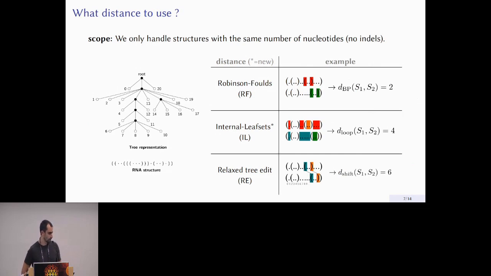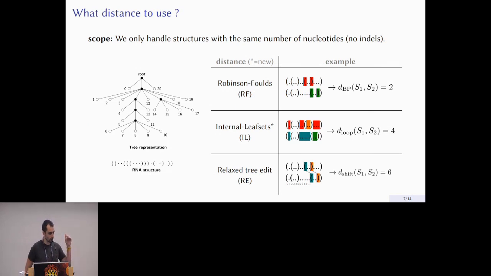To give you some intuition, the first distance, the Robinson-Foulds distance, compares the sets of base pairs. So you see here that to go from one structure to the next, you need to remove the red base pair and add the green one. The internal leaf set distance compares the loops, so the regions in between the base pairs. So this loop here is common to the two, but since this base pair here has been shifted, it changes all of the other loops, basically. And the version of the tree-edit distance we've chosen to work with takes into account these shifting moves when it comes to editing the structures.